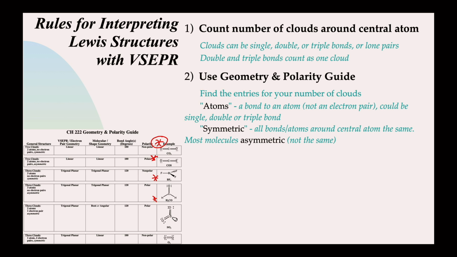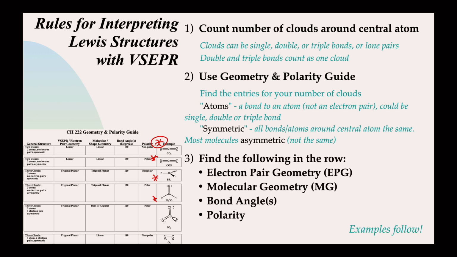So hopefully you can begin to kind of see what's happening. Symmetric and asymmetric helps with polarity. Once you find the right number of clouds and you figure out how many atoms and electron pairs there are, and you make a guess at least as to what symmetric and asymmetric are, you can literally just read left to right and you'll find electron pair geometry, the name, the molecular geometry, the name, bond angles, polarity.